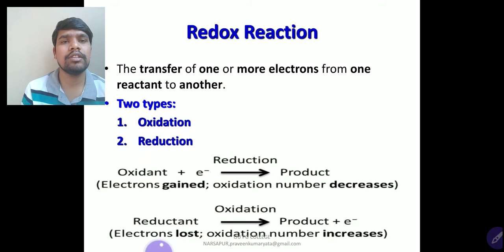Oxidation means LEO, which we are already aware of: loss of electron is called oxidation. Oxidant plus electron, reduction gives a product. Electrons gained and oxidation number decreased. And reductant, oxidation gives product plus electrons. Electron loss, oxidation number increases. This is the oxidation process. Reduction means gain of electron, oxidation means loss of electron.